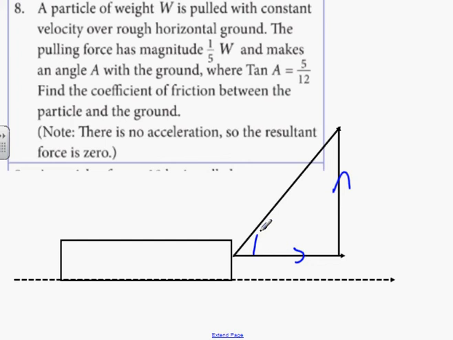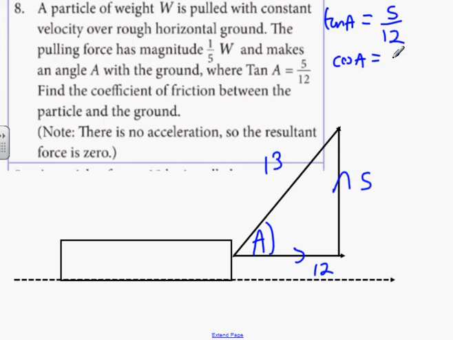Now tan A is 5/12. While I'm here, I'm just going to break this up into a 5, 12, 13 triangle. Opposite over adjacent is 5/12. Cos A, anybody? Cos A is 12/13, and finally sin A is 5/13. Okay, stop it there.